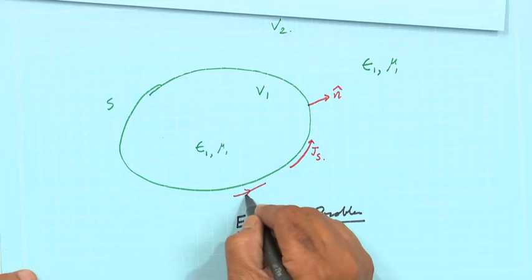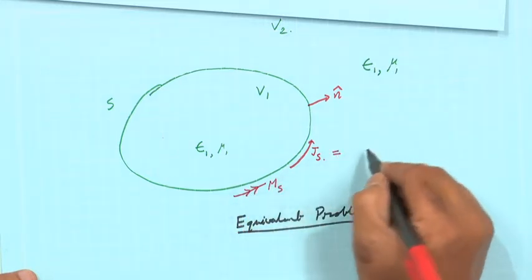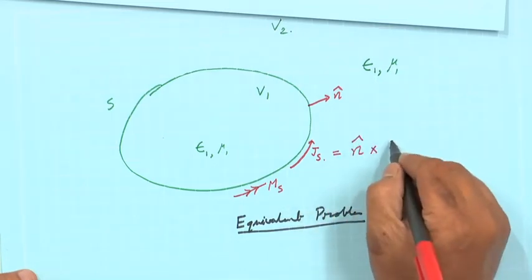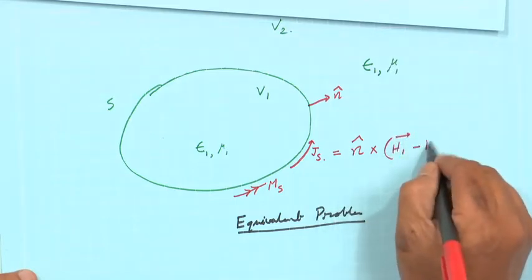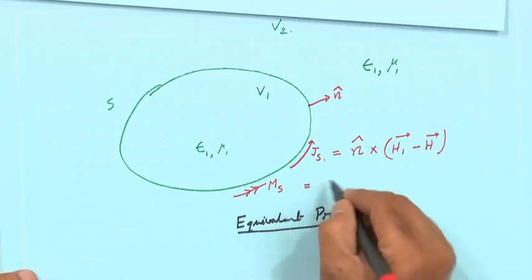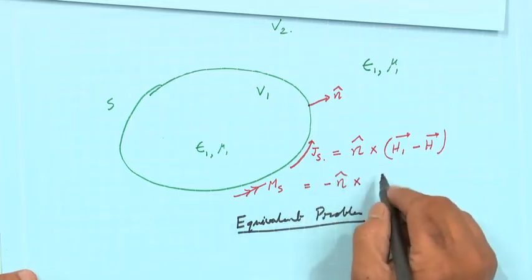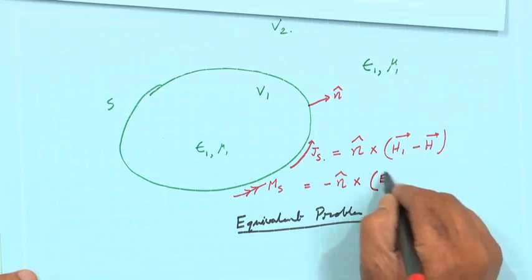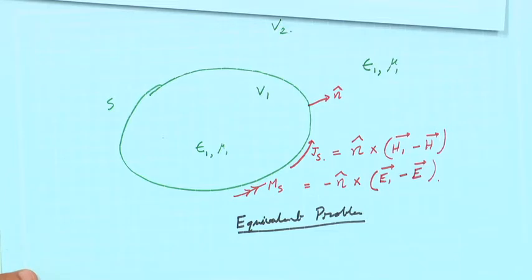another is Ms. What is Js? It is the tangential component of the discontinuity in the magnetic field, and Ms is the negative of the tangential component of the discontinuity in the electric field.